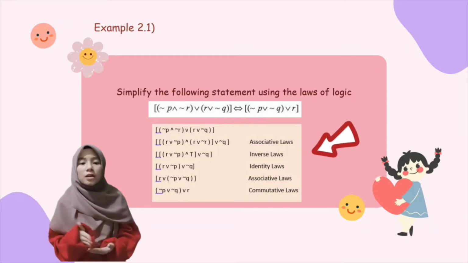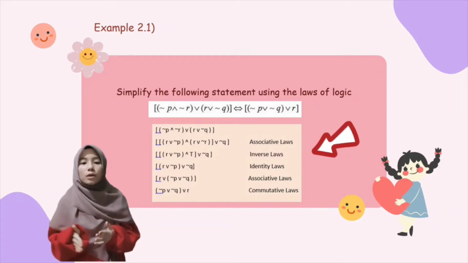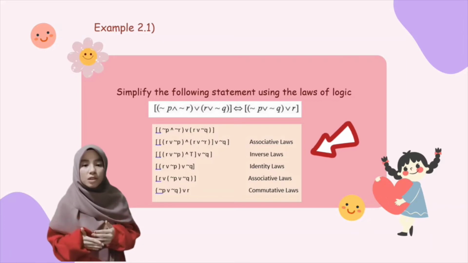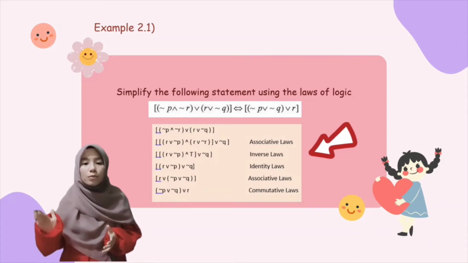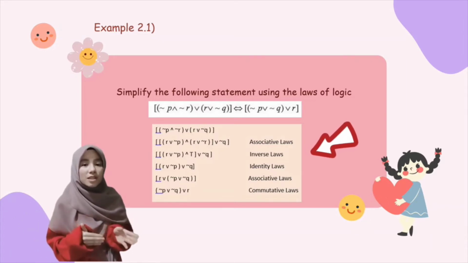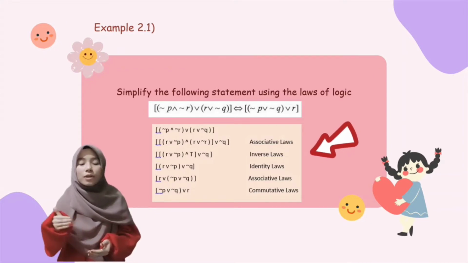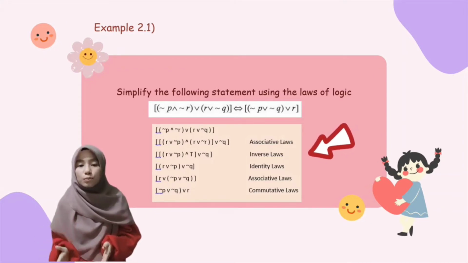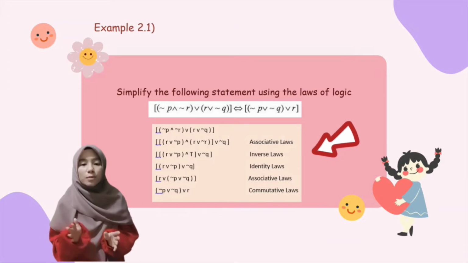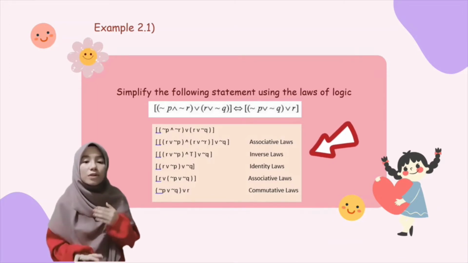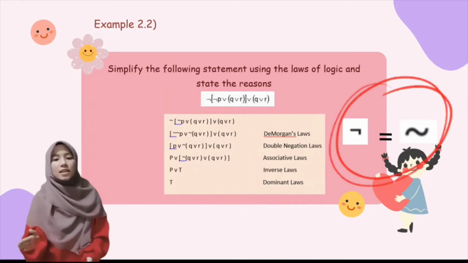Okay, then from that, we must change the position of the bracket. Then it will be R, we put outside, and then it will be associative law. Okay, and for the last, we must move the position of the variables. And then it will be commutative law, and we will get the answer for this example. Next, we move to the next example 2.2.